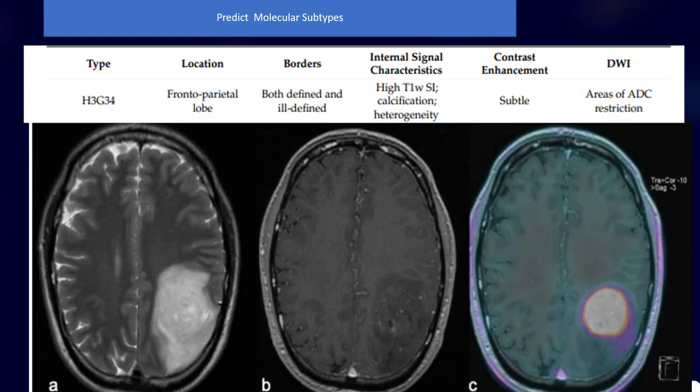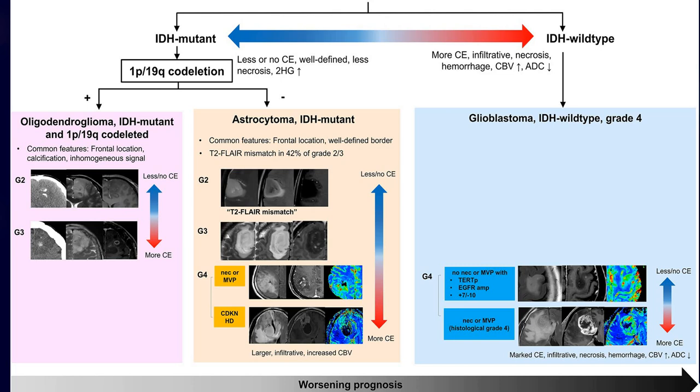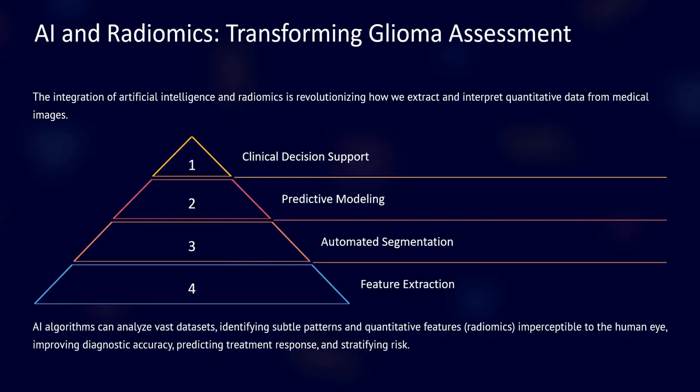Lastly, H3 G34 glioma usually showing heterogeneous ADC restriction with subtle contrast enhancement. So this is how we can differentiate the adult type diffuse glioma, IDH mutant, IDH wild type, and other types by imaging.